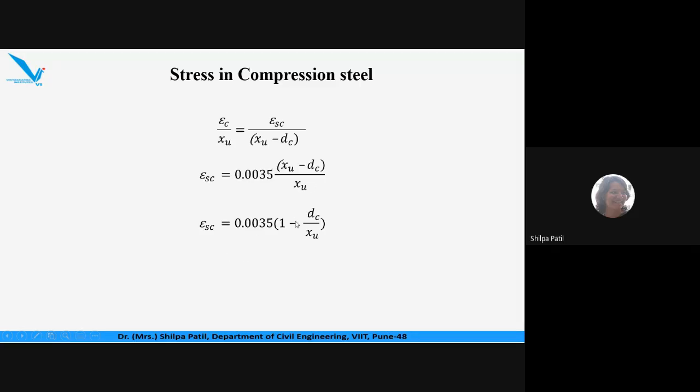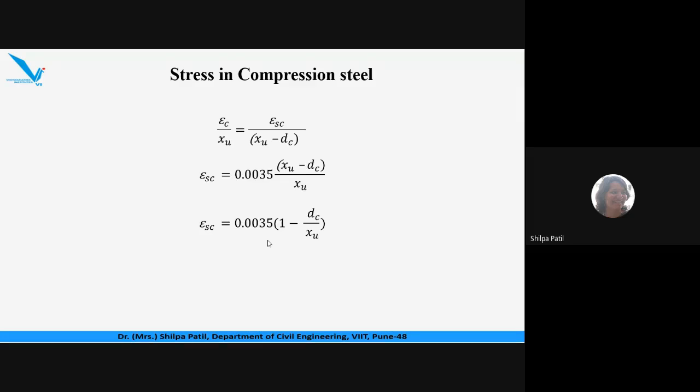Further, I have simplified the same term by dividing xu into the numerator. So xu upon xu is 1, minus dc upon xu. In a simple format, I have written the same expression here. So this is the expression for strain in compression steel, epsilon sc. Note down this expression in your notebook, it is a very important expression. Epsilon sc is equal to 0.0035 into bracket 1 minus dc upon xu.